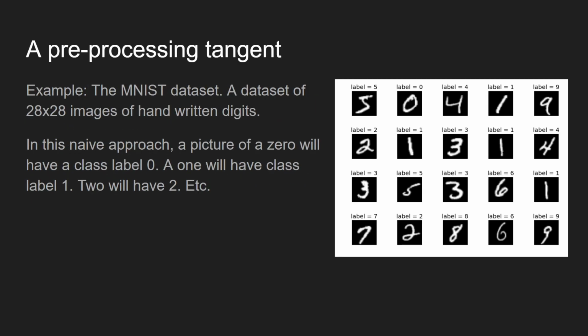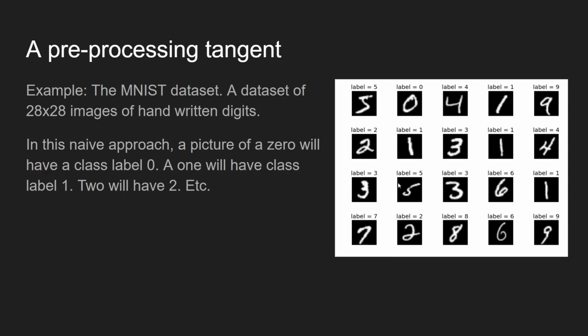Here's another example of doing that. In this case, we have our different labels here for MNIST. It's a data set of 28 by 28 images, all of which are hand-drawn. And the labels are the numbers they're representing. So in this case, label is 5, label is 0, label is 4. That makes sense.